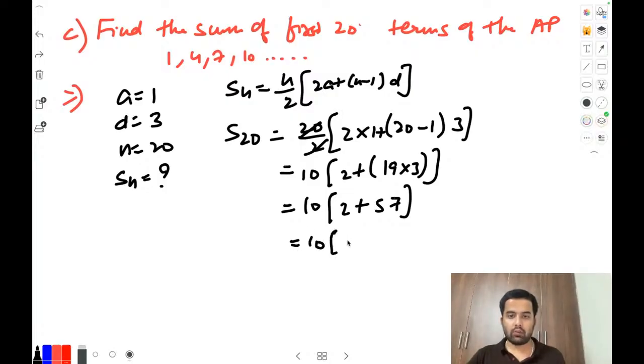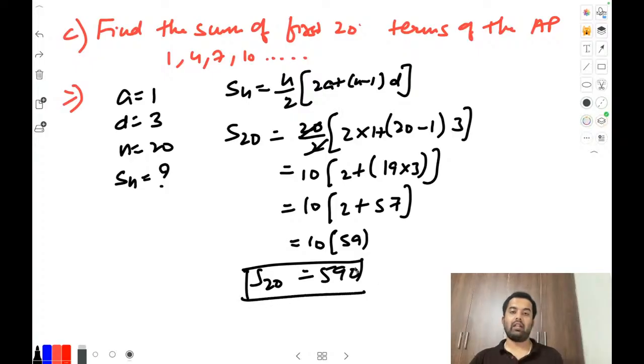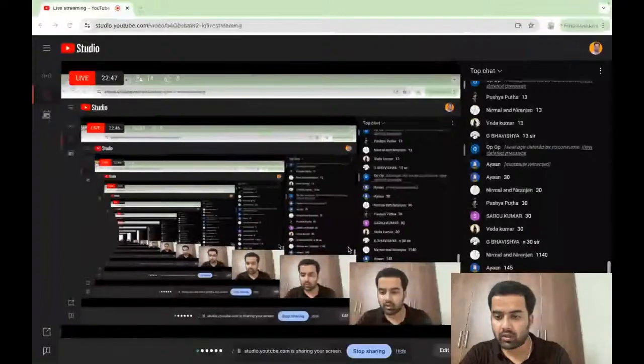Here 10 into this will become 59 and the final answer becomes 590. Yes, those who got 590, that is the correct one. Which means if we add till 20 numbers of this AP, we'll get 590. Let me check how many have got this.